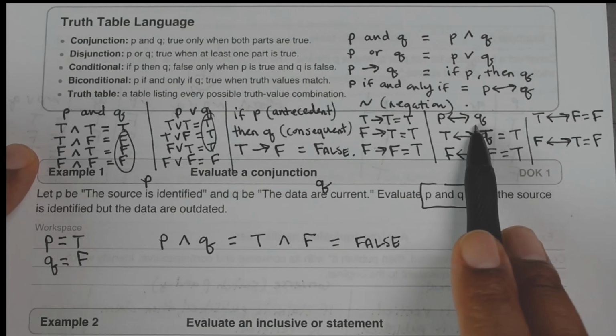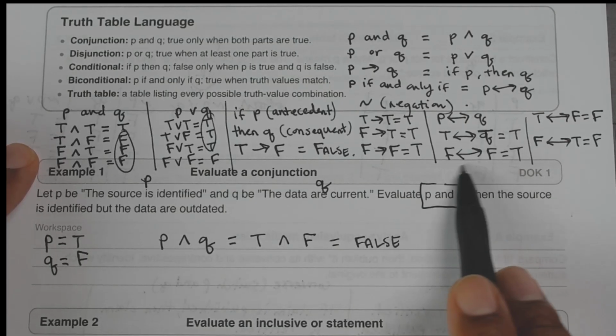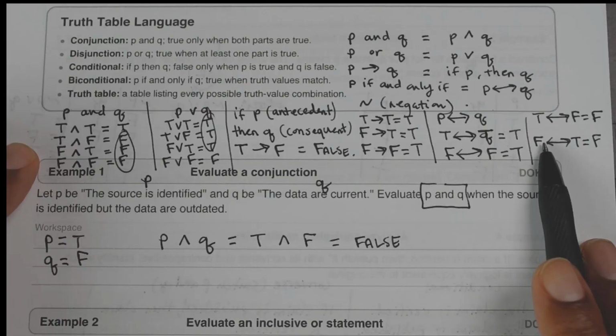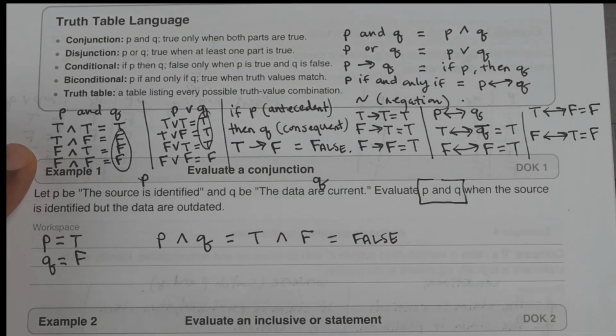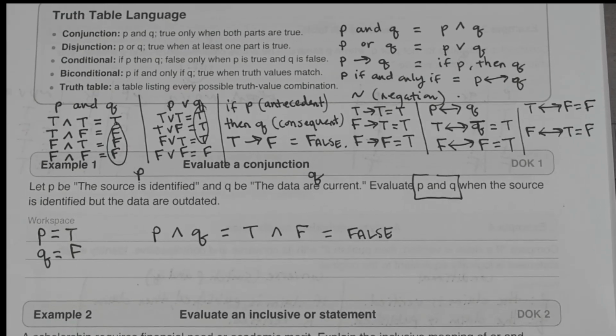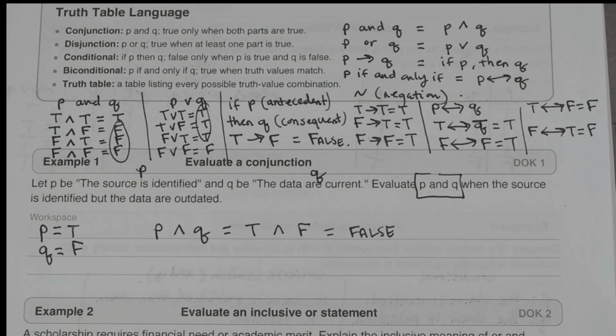In biconditional statements, if they have the same truth value, the result is true. If they have different truth values, then the result is false. It's that simple, and you can easily memorize this. It becomes very easy if all you have to do is keep writing it down, and I promise you, you'll commit it to memory very, very quickly.